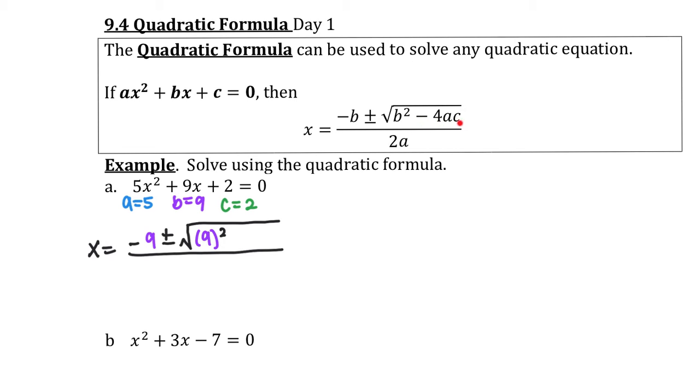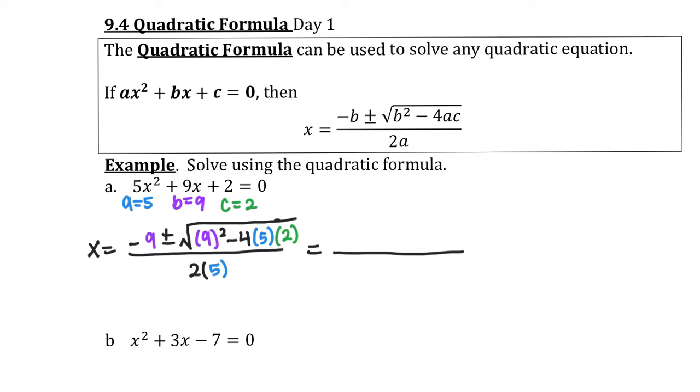minus 4 times a times c. So minus 4 times a, what's a? 5 times c. I'm done with the numerator. Now on the denominator, 2 times a. 2 times what's a? A is 5. That's the plugging in step. We always use the same formula, so that's always how it starts. And then I have to simplify my answer because I'm not going to leave it like this big mess.